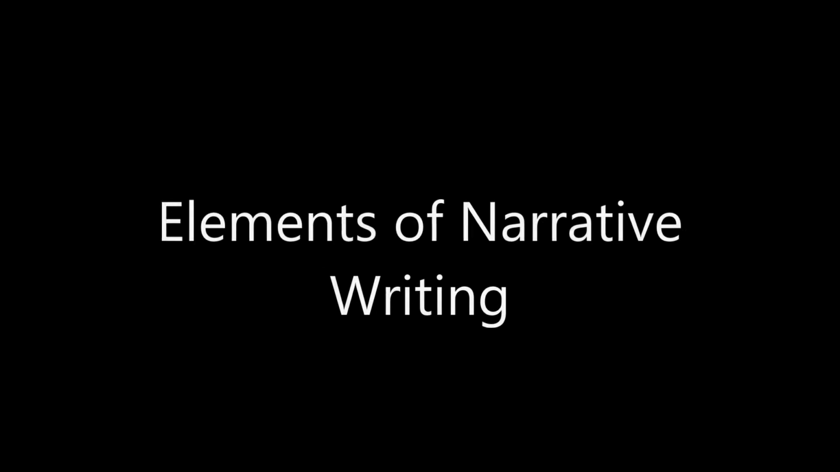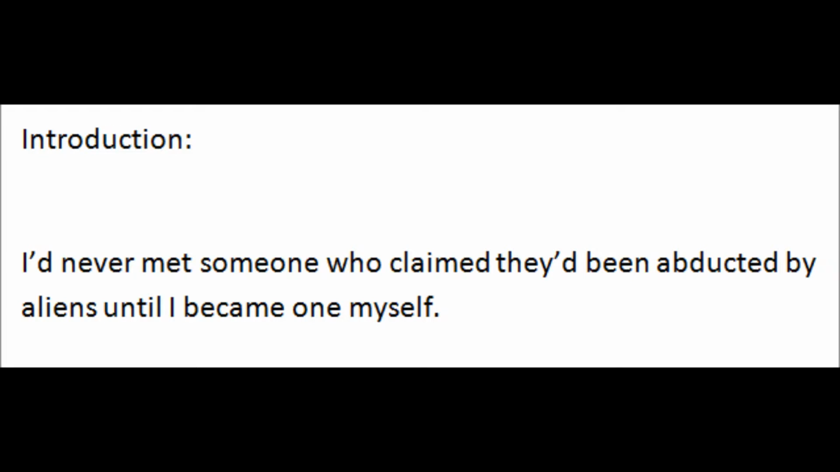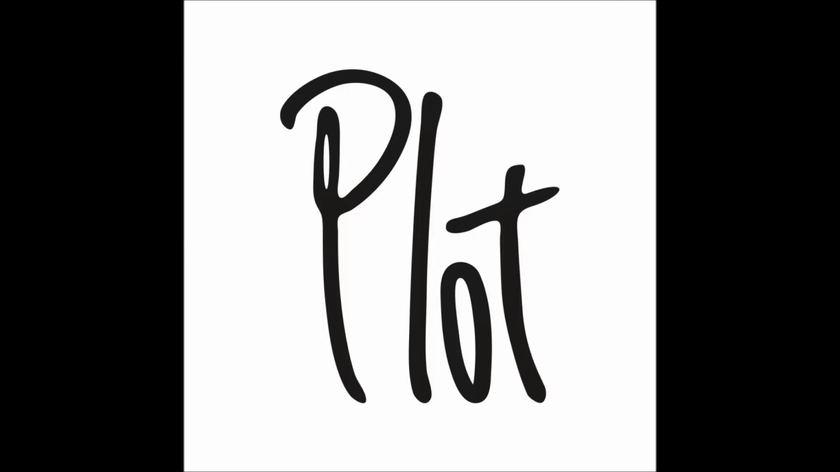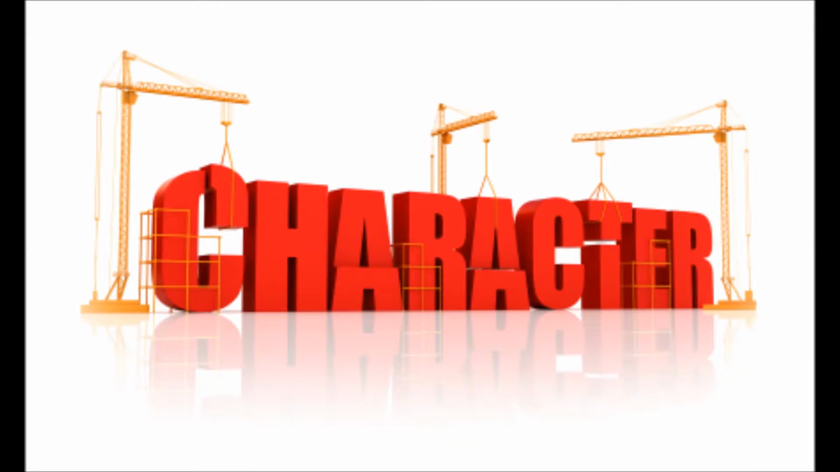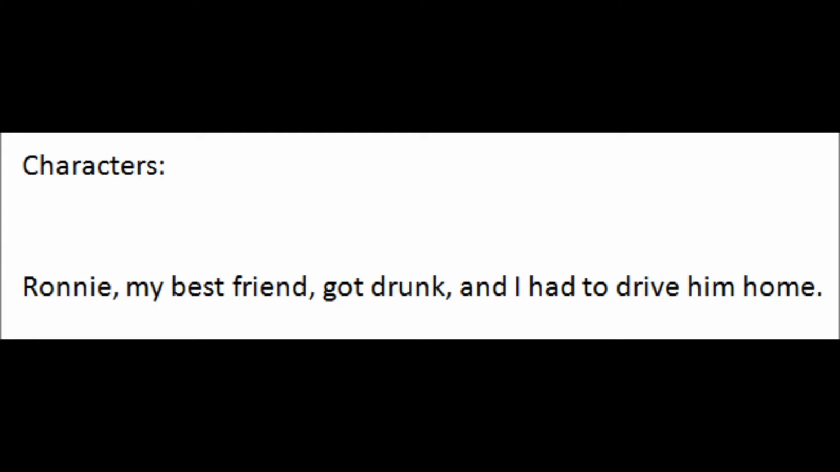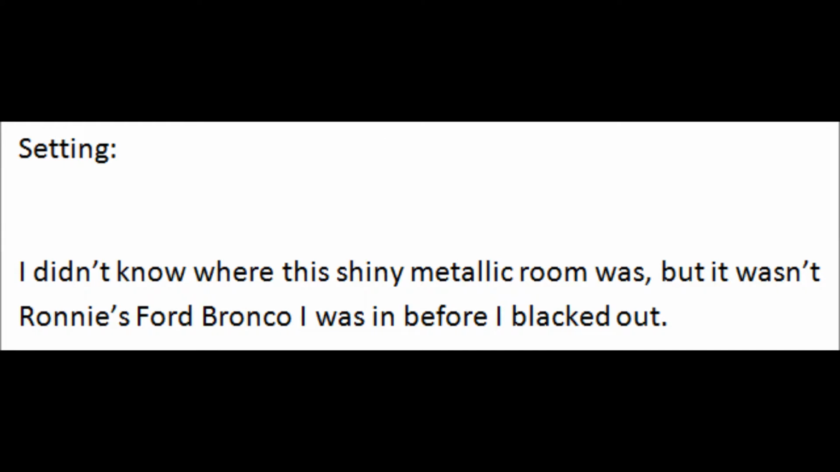Because narrative writing is essentially like telling a story, you want to use the same elements you would use when telling a story. First, the introduction, where you start to present the overall theme of the narrative. I'd never met someone who claimed they'd been abducted by aliens until I became one myself. Second, the plot, sprinkled throughout the narrative, moving from beginning to middle to end. Third, the characters in the story who are essential to the narrative. Ronnie, my best friend, got drunk and I had to drive him home. Fourth, the setting, which is the place or places where the narrative took place. I didn't know where this shiny metallic room was, but it wasn't Ronnie's Ford Bronco I was in before I blacked out.